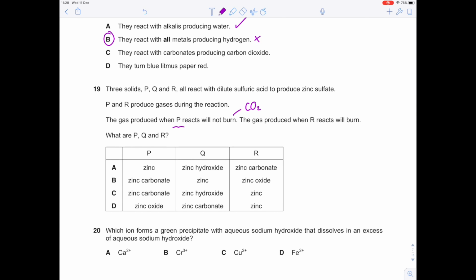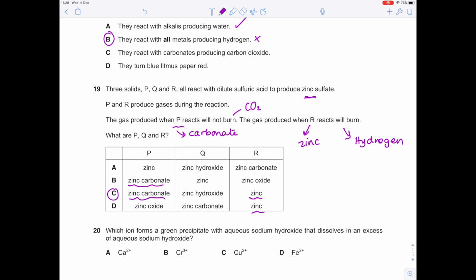which means that P must have contained something which would later produce the carbon dioxide. So P is therefore the carbonate. The gas produced when R reacts will burn, so we know that that gas must be hydrogen. It's a metal by itself that produces hydrogen, so I'm thinking that's going to likely be zinc. The reason I know it's zinc is because of this bit here, and therefore I'm kind of ready to go because I know that R is zinc, I know that P is zinc carbonate, and so where have I got double underlining? Well, that's on C. Just double check that Q is zinc hydroxide.